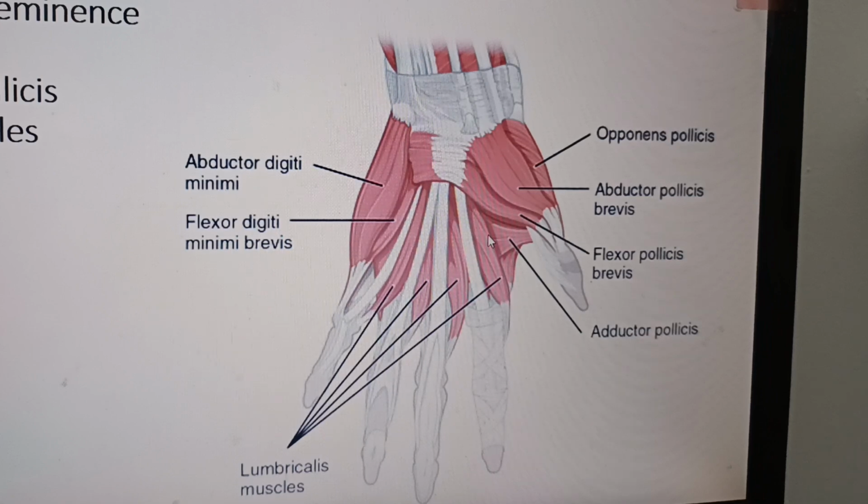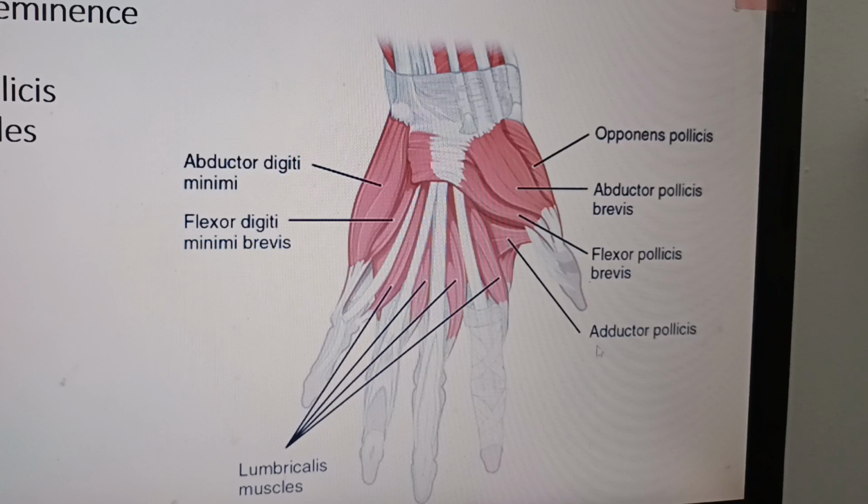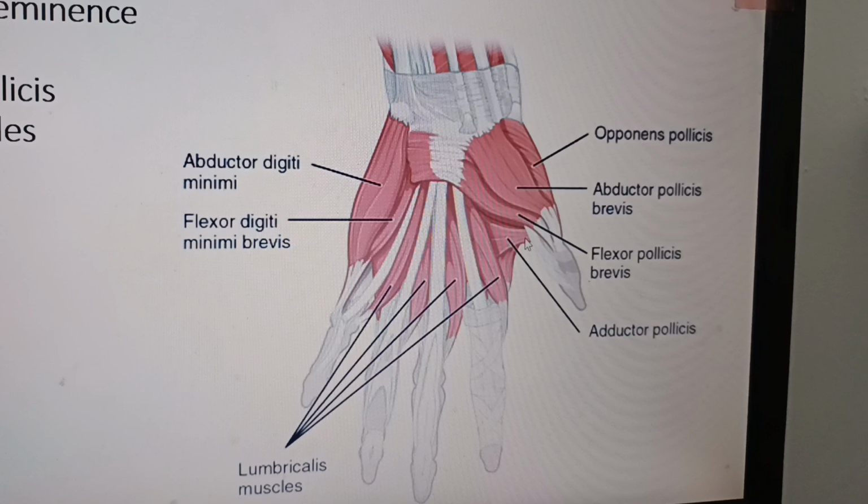One more muscle you can appreciate here is the adductor pollicis. Here you can see the adductor pollicis, which helps in the adduction of the thumb, as the name implies. So this is an extra muscle which you can see here.